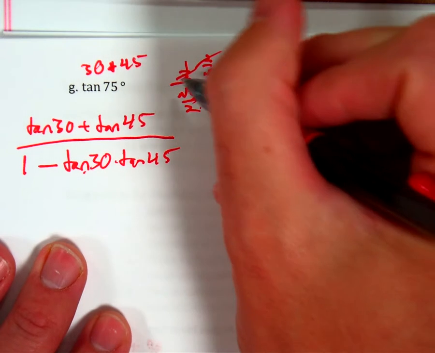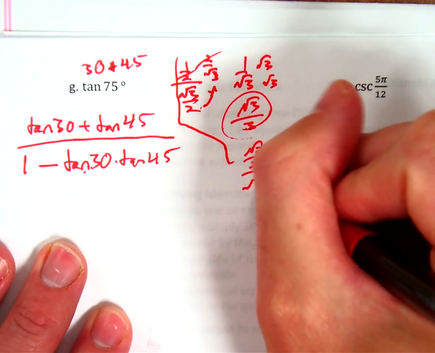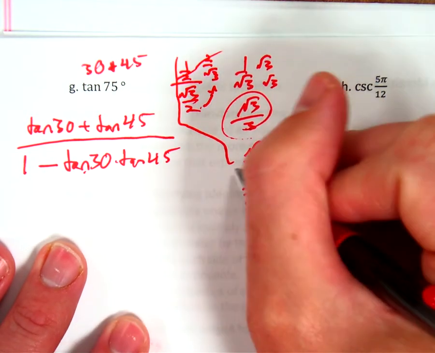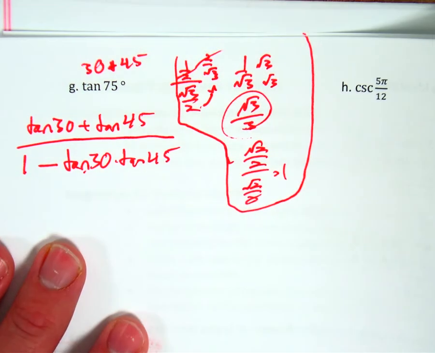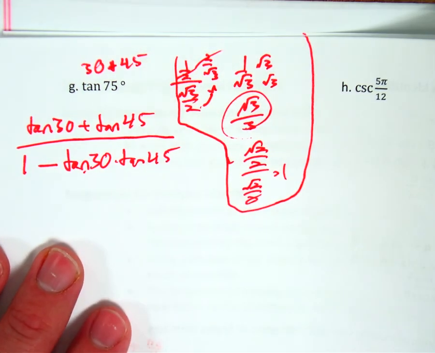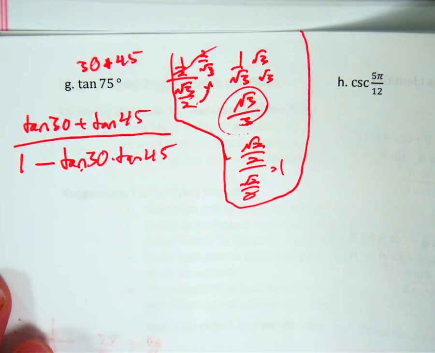45 is a little bit easier because it's radical 2 over 2 divided by radical 2 over 2, which is 1. So we just had to do a little bit of work, and after you do those a couple times, you'll start to remember them. Because it's basically the same 3 things over and over and over. Radical 3 over 3, and 1.